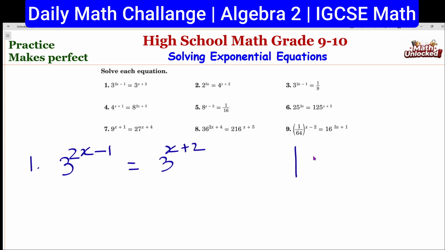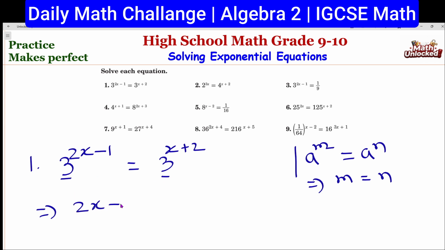We know once the bases are the same, a to the power m equals a to the power n, that time the powers will be equal. It means m equals n. Here also the bases are the same, so we can write 2x minus 1 equals x plus 2.